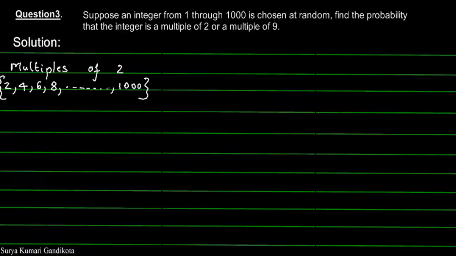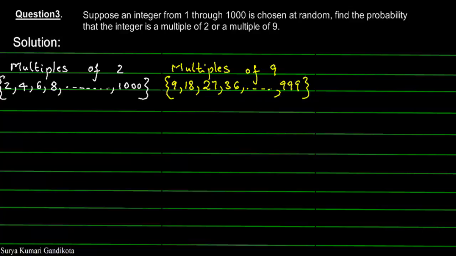Then we shall write the multiples of 9. If we list them: 9, 18, then 27, then 36 and so on, and the last multiple less than 1000 is 999.